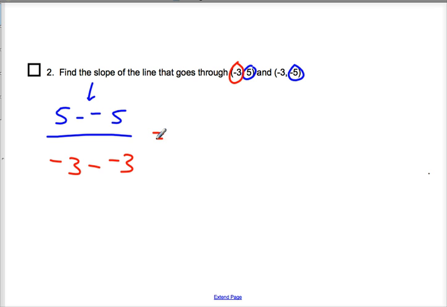As I simplify, I've got minus minus. So these will be plus plus and plus plus. 5 plus 5 is 10. And -3 plus 3 is 0. And then we've got a bad situation here. When you divide by 0, it's all fun and games until somebody tries to divide by 0. You can't divide by 0. When you have a divide by 0, you put undefined.